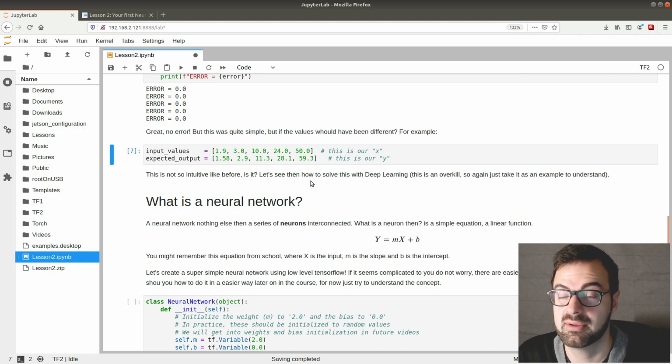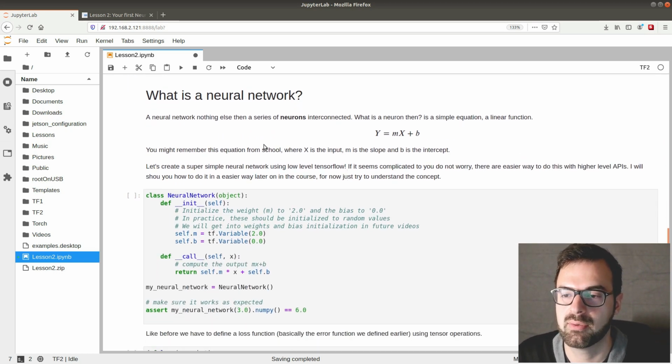We can solve it with deep learning. Now, this is a total overkill, so in a real scenario, I would definitely not use deep learning for such a simple task. But again, just taking it as an example to understand it, to get started with deep learning.